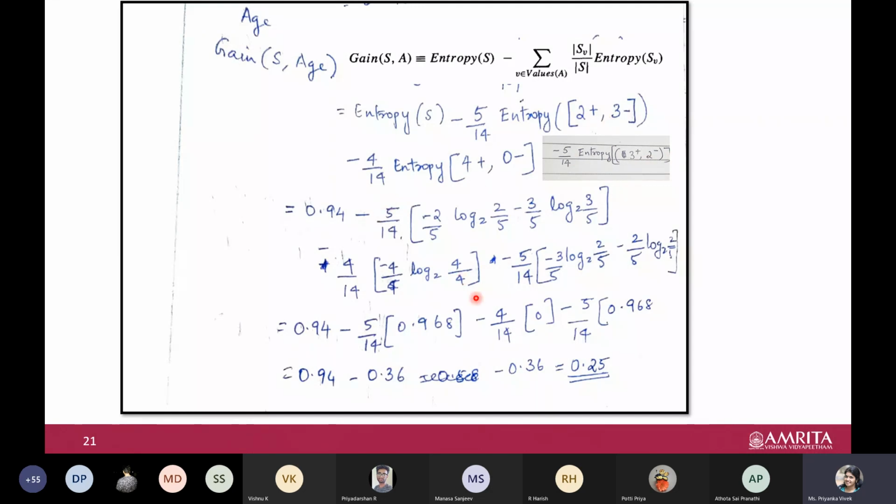Now we just substitute for entropy. We know that 2 positive, 3 negative means altogether 5 samples, out of which 2 positive. So the proportion is 2 by 5, so minus 2 by 5 log 2 by 5 minus 3 by 5 log 3 by 5. Okay, so that is what I have written here.